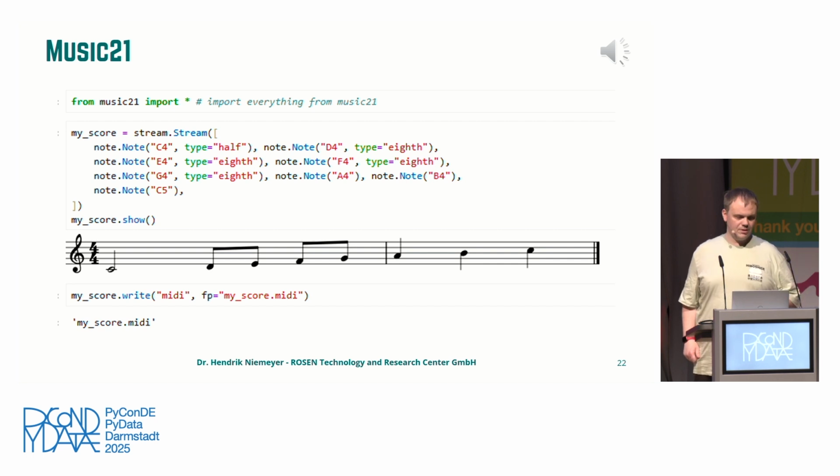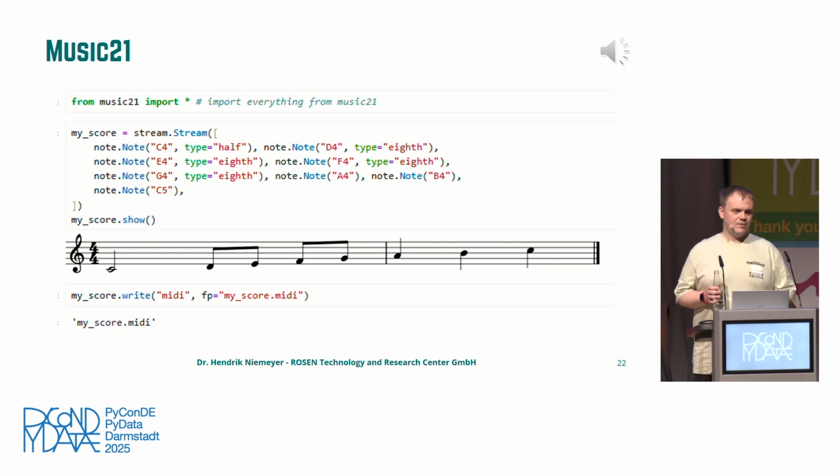So how would it look like? We would start by importing everything from Music 21. And then we create the most basic object, a stream. A stream is like a Python list, and it's usually used as a container for musical objects. So here I can insert notes into my stream. For example, a C4 note with the length of a half note, or a D4 note which has the length of an eighth note, and so on.